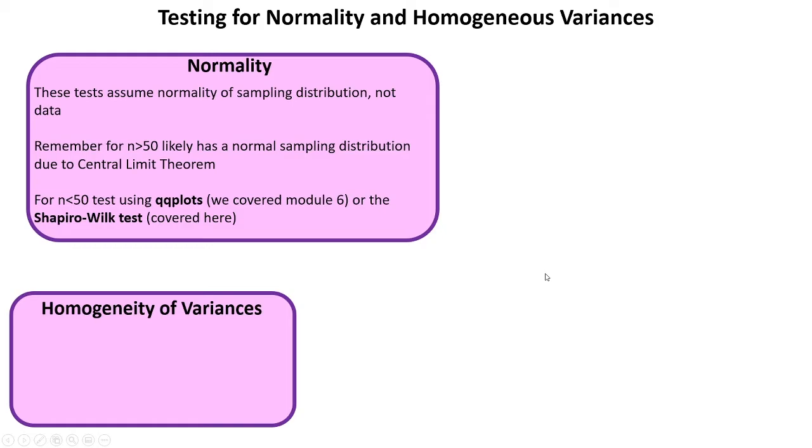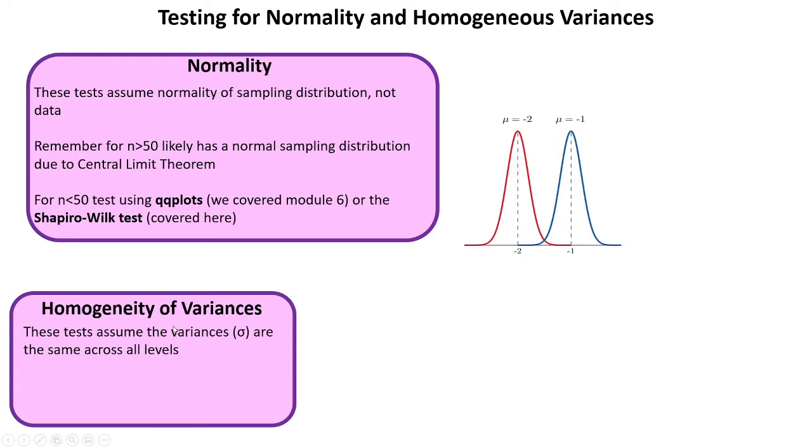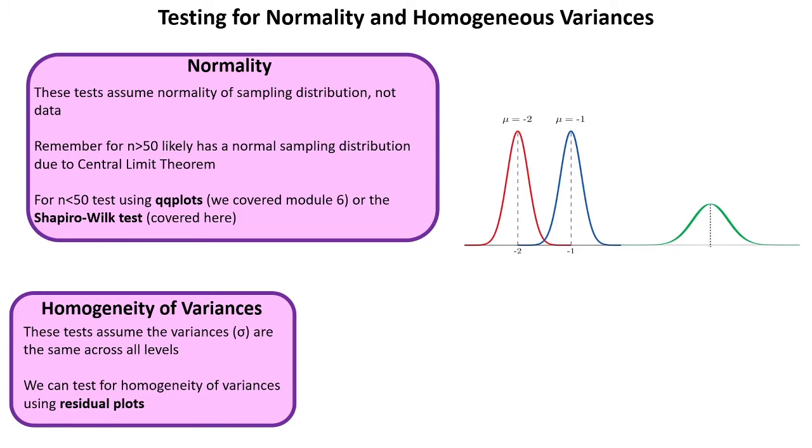So what about this homogeneity of variances? This is totally new, right? These tests assume that all of the variances across all of your levels are equivalent. So the variance at one level, say -2, is the same as your variance at your next tested level, and that you don't get something that looks like this, where you have a variance of one kind for one level and then a very different variance for the next level. We can test for homogeneity of variances using something called residual plots, which we'll talk about in the next slide.